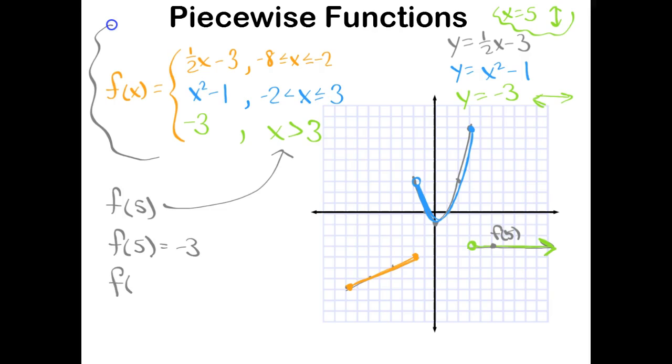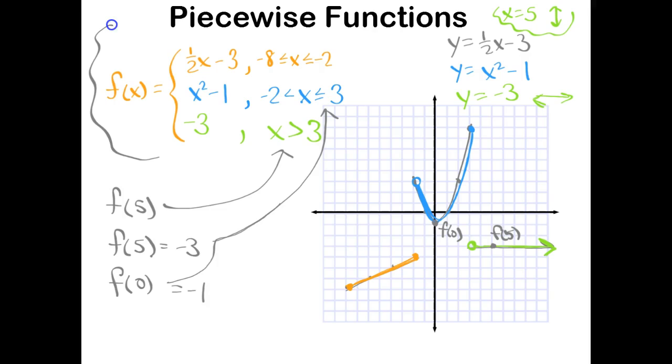Let's say I had f of 0. Alright, well, where does 0 live? 0 does not live between -8 and -2. It does live between -2 and 3. So I'd plug it in to this one. Oops, wrong arrow. Look at that. Fixed it. So I'd plug 0 in. 0 squared minus 1 is -1. Or you can just look over here and say, okay, 0, here's where I am. So this is f of 0, and I'd see that the value is -1.